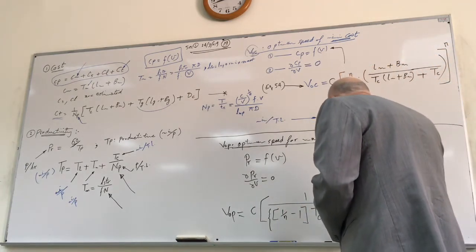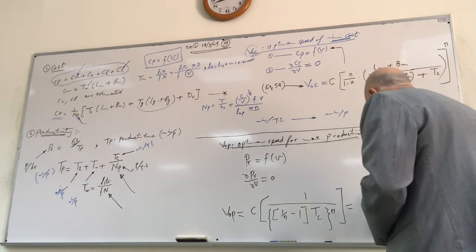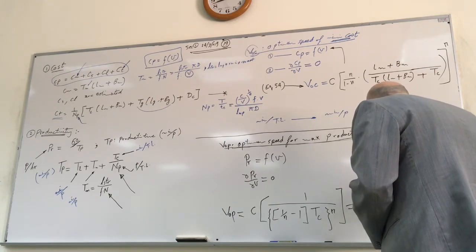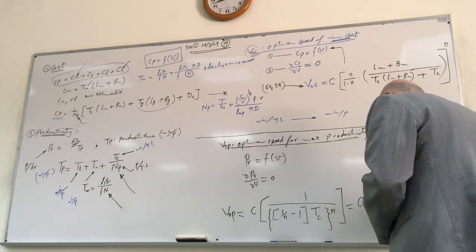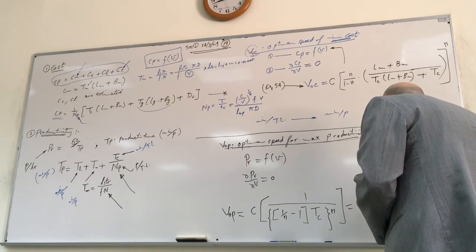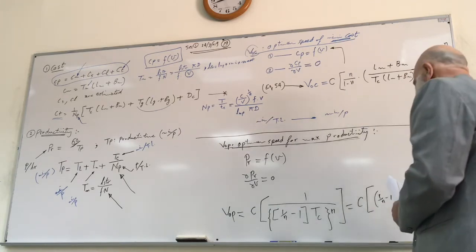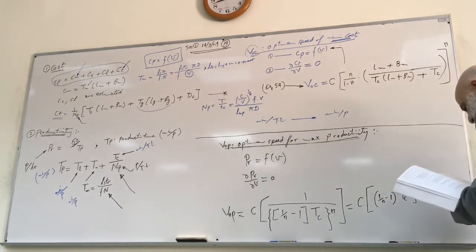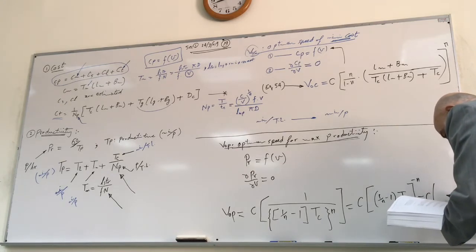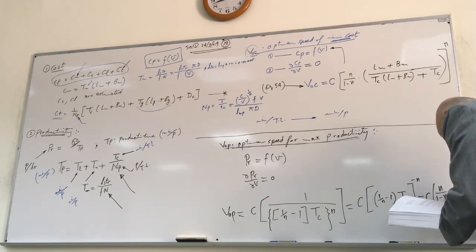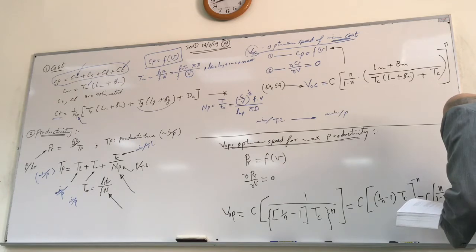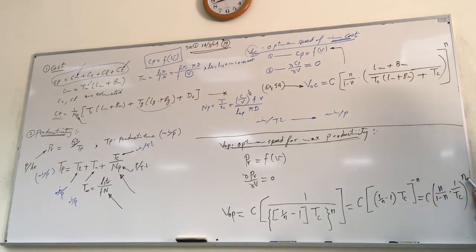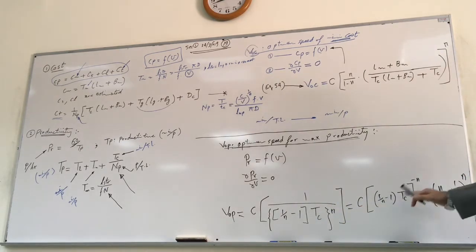Or I can do it another way: C multiplied by (1 over N minus 1) times T C, all to the power minus N. Or I can also change it to the form found in the textbook: C multiplied by N divided by 1 minus N, multiplied by 1 over T C, all to the power N. Take any one of them, it is the same.